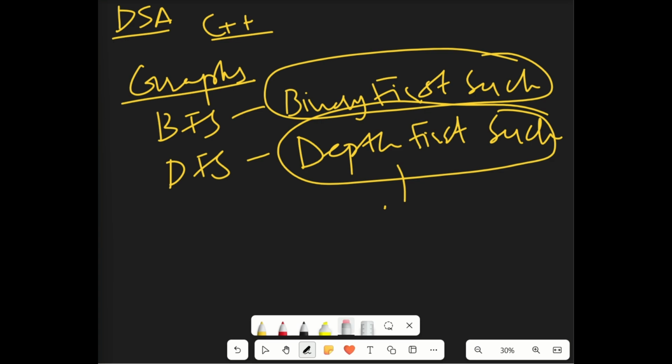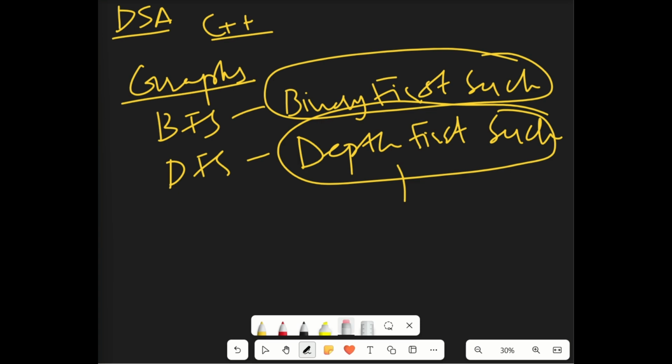And we even have applications for it, like social networks, maps, dependency graphs, and networks. Okay, I'm not gonna write it in. You can just know yourself.